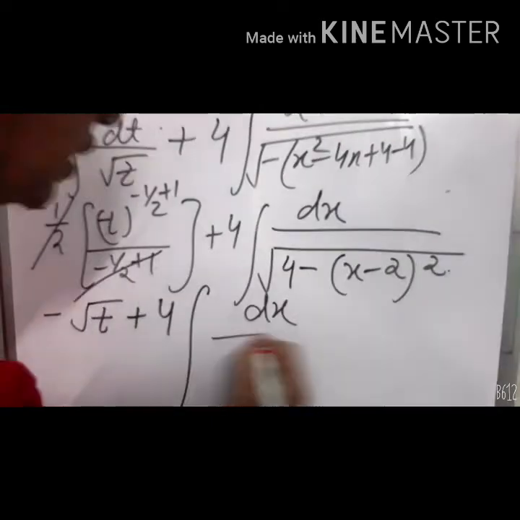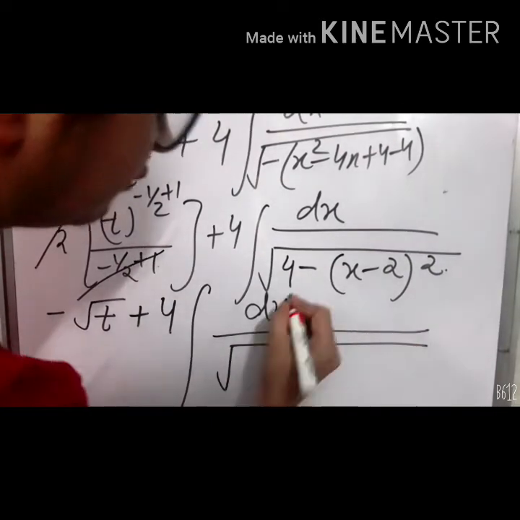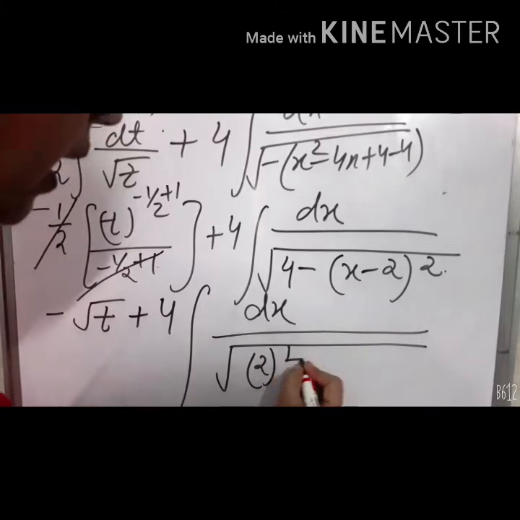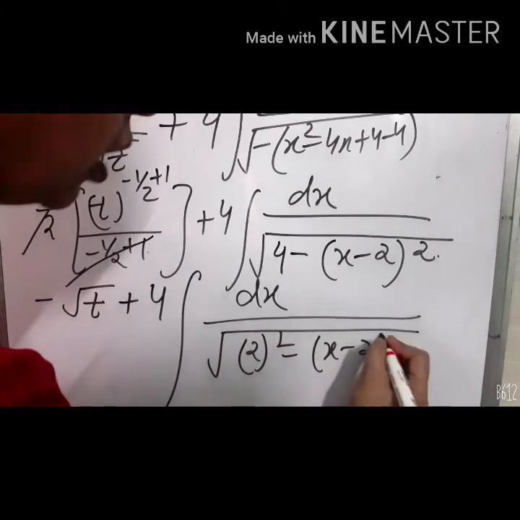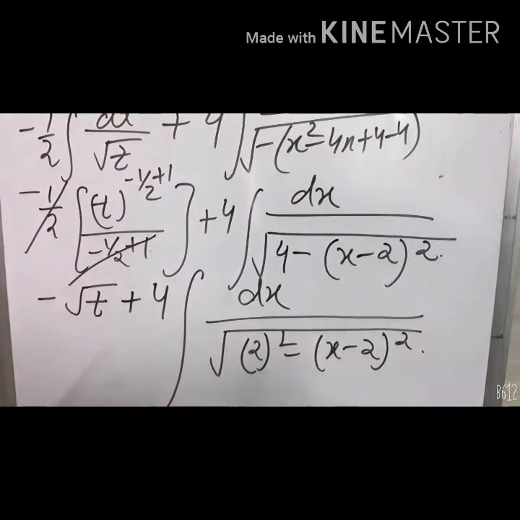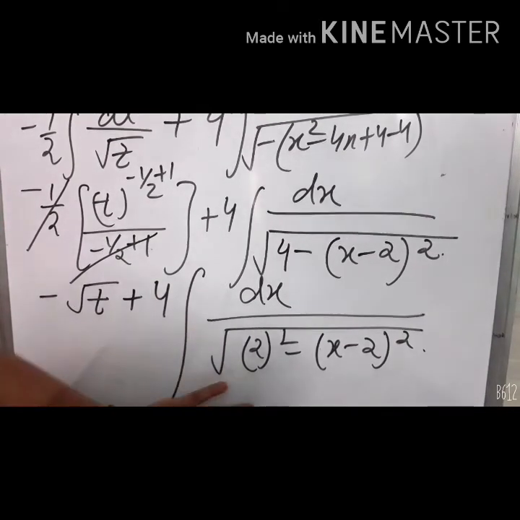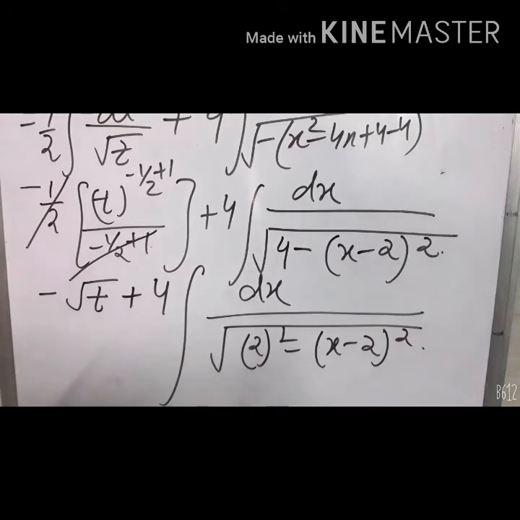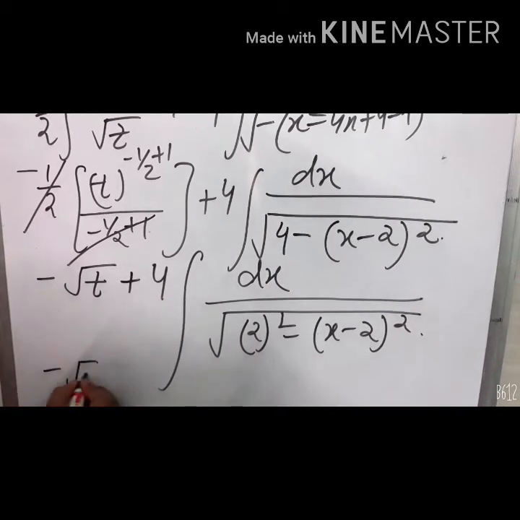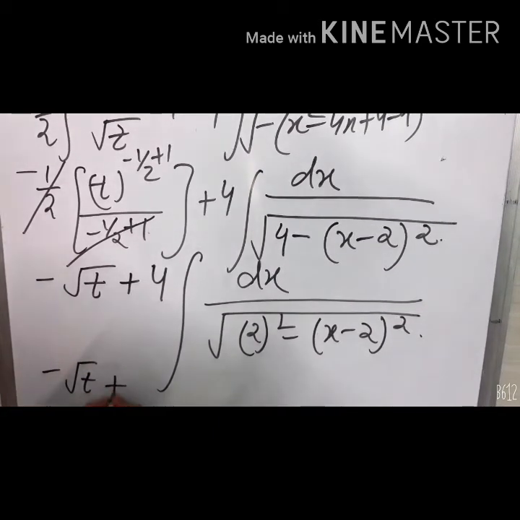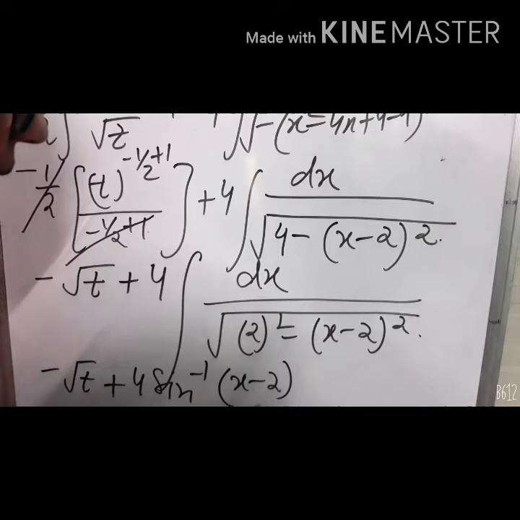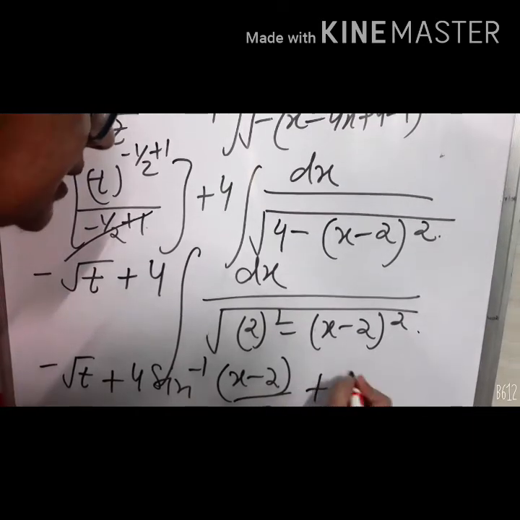Anybody tells about this formula? 4 means 2 ka square minus x minus 2 ka whole square. Remember, dx by under root of a square minus x square. The formula becomes sine inverse x by a plus 4 into sine inverse of x minus 2, a means 2, plus c.